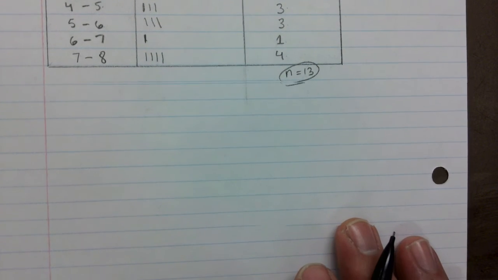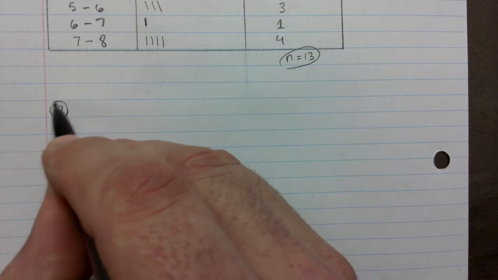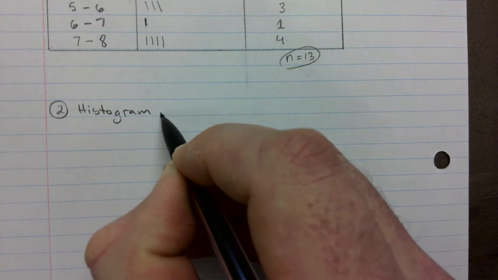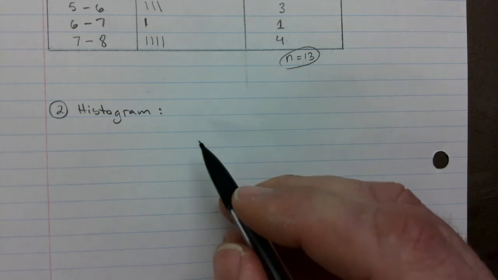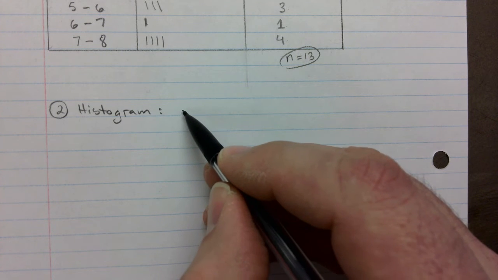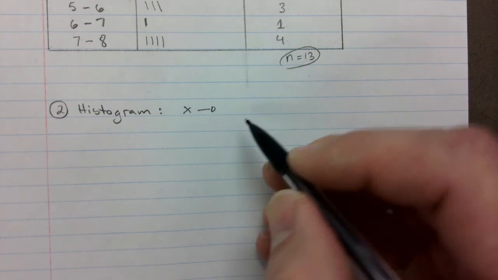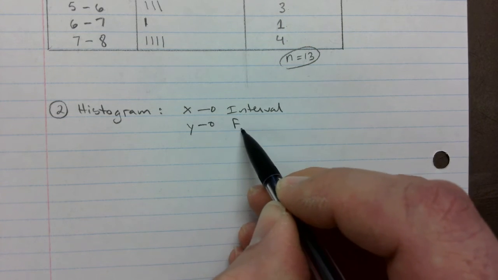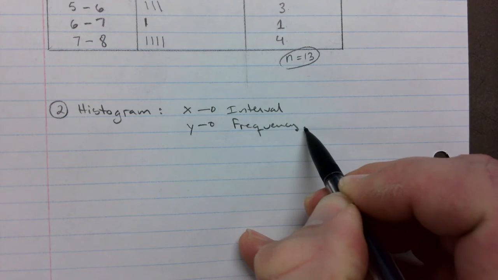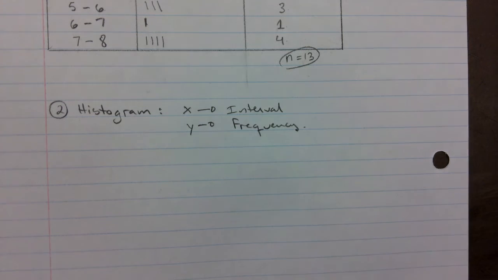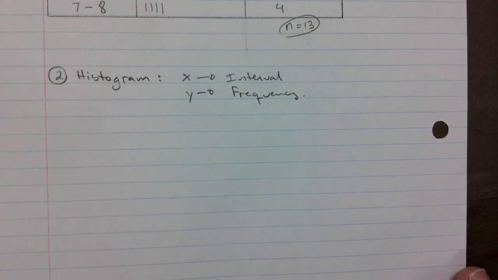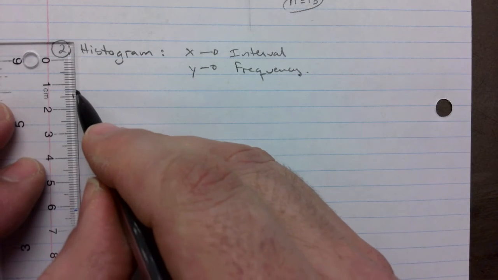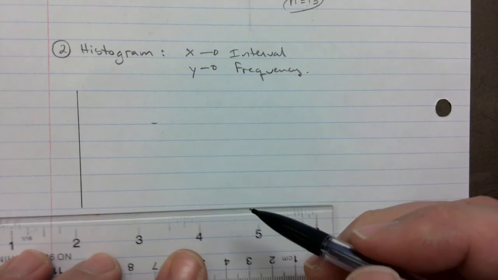Okay. So now we're going to do the histogram. Along the x, you put the interval, and along the y, you put the frequency. Okay, and then you just make bars. So you'll see what I mean by that. So you grab your ruler, and you just make an x and a y axis.